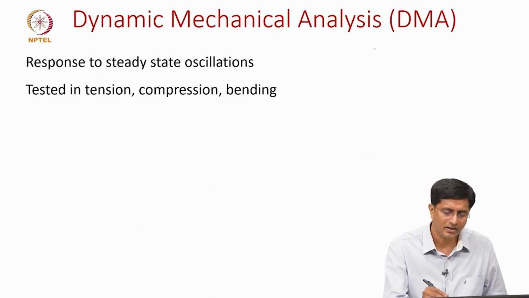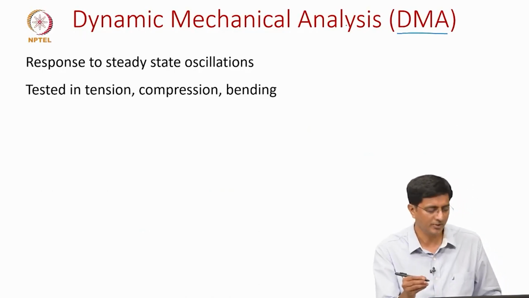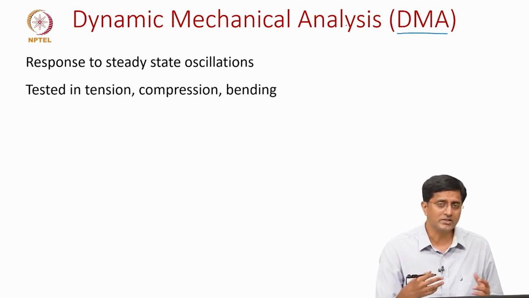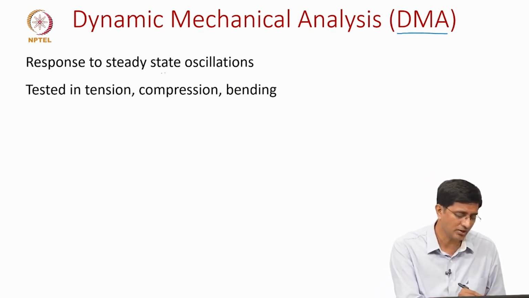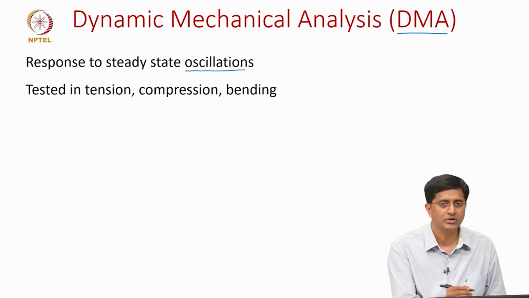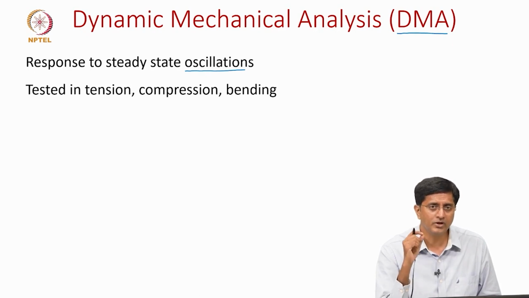Dynamic mechanical analysis is commonly called DMA, the acronym for it. What is done in this experiment is we find the response to steady state oscillations. When we vibrate or oscillate a sample, if the input is stress, we measure the strain, and if the input is strain, we measure the stresses.